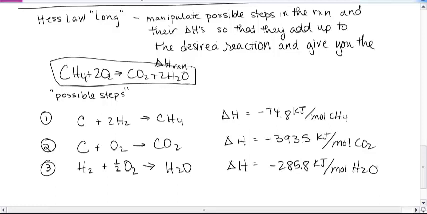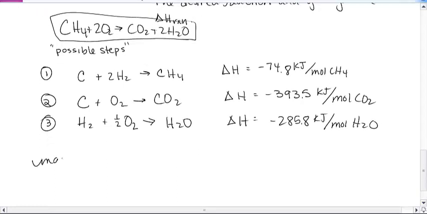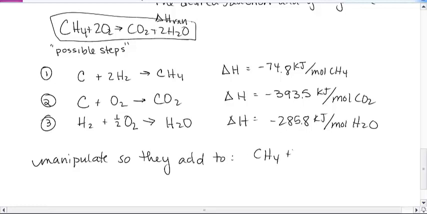So here's what we're going to do. We're going to manipulate them so they add to the equation we want, which is this one. That's our goal. And I'm going to show you how to do that. And you're going to have some of these in your questions and problems to try. So here's what we're going to do.